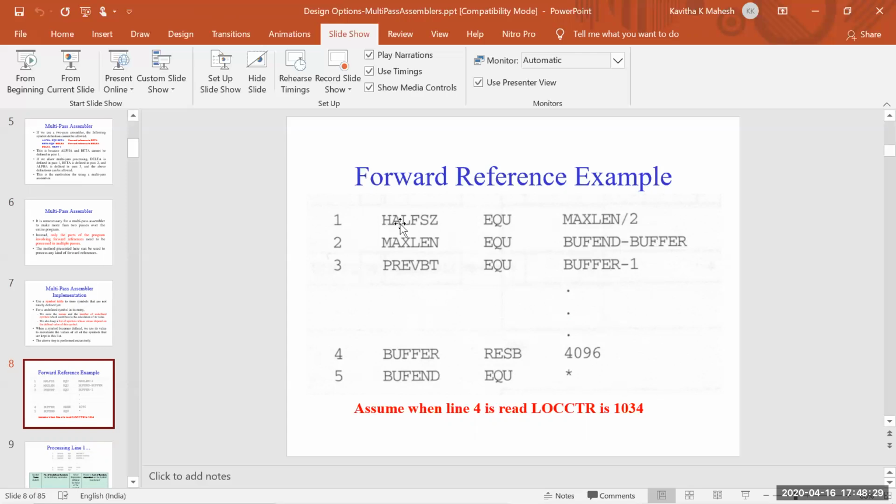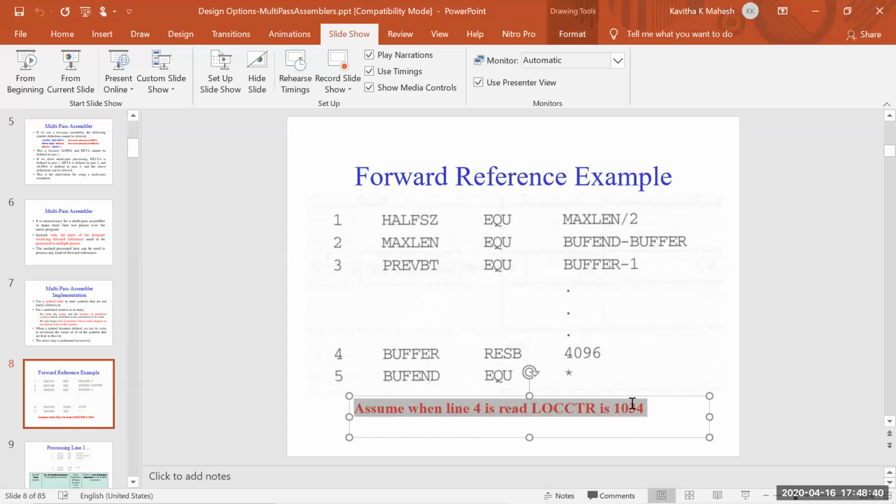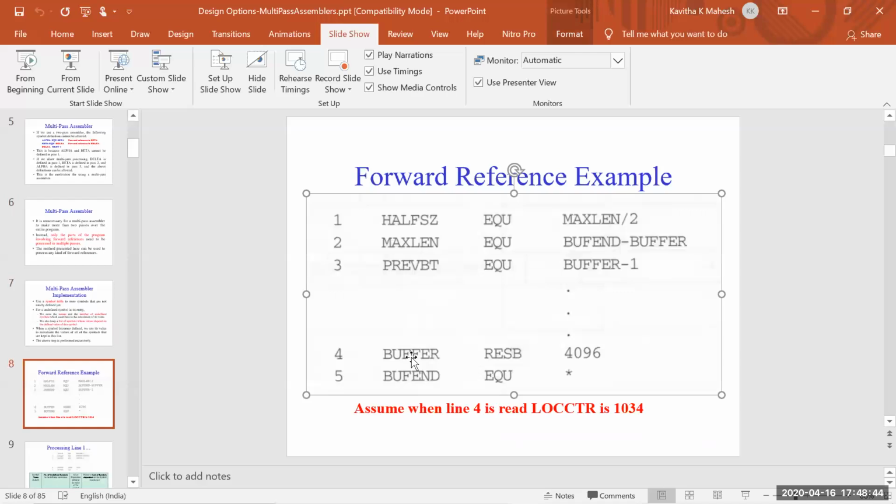Each instruction is assigned a line number for reference purposes. Also, it's given that when line 4 is read, that is when the line buffer reserve byte 4096 is read, the location counter is 1034.